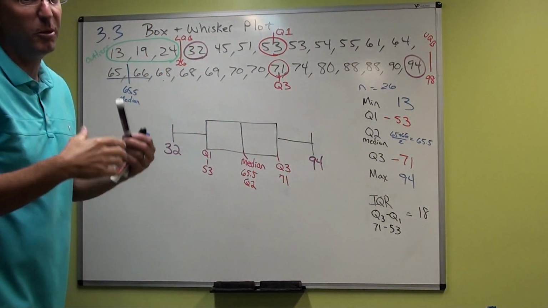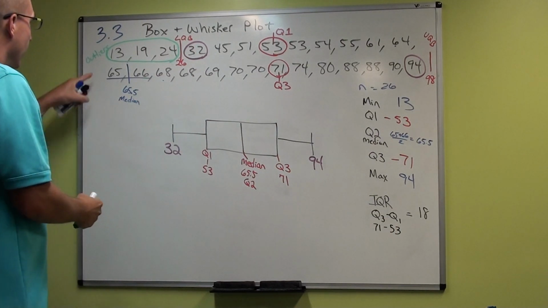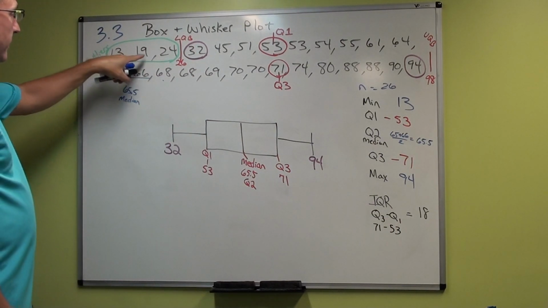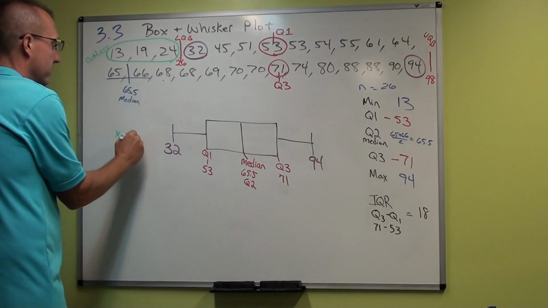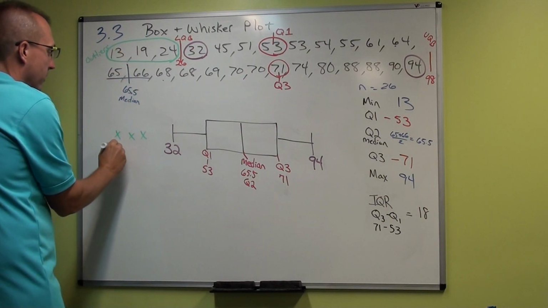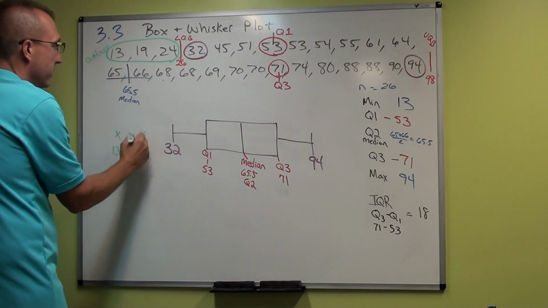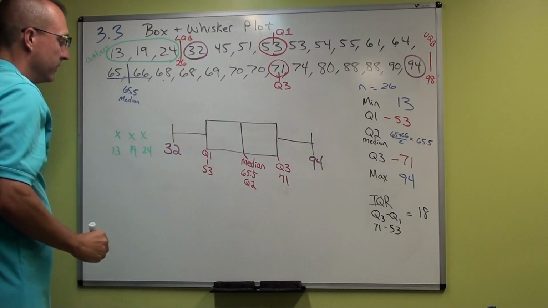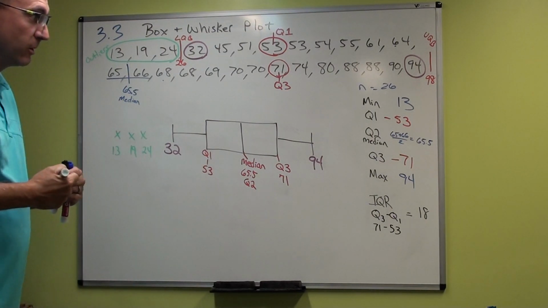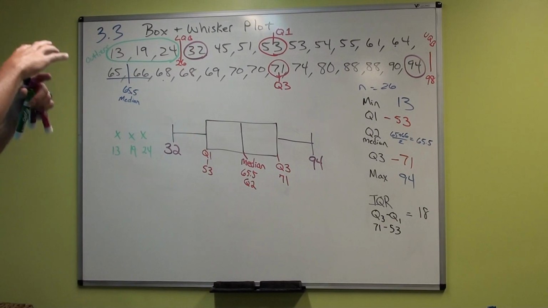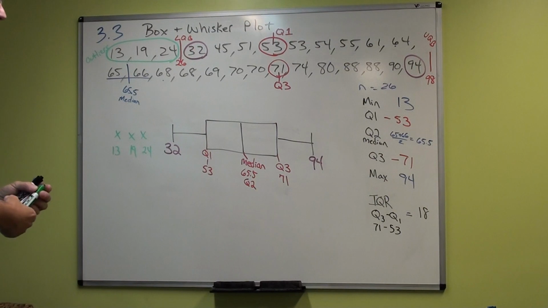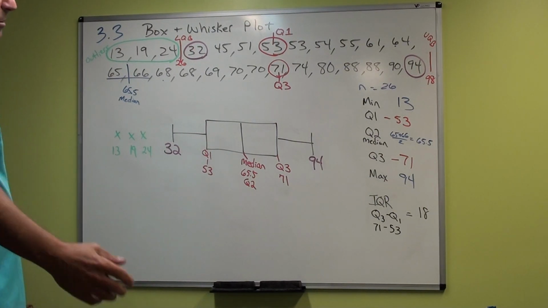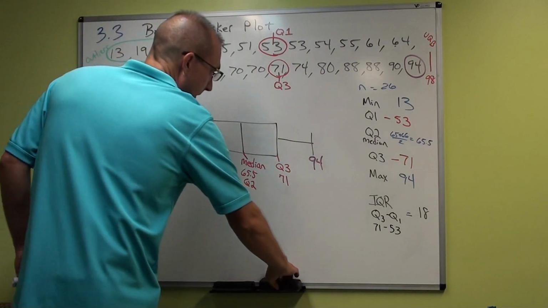I know you're not going to hear this, but we're not done yet. So these are your outliers. You can't just leave them. You have to put little X's here. X, X, X. So this will be wherever 13 is on the number line, 19, and 24. So you put little X's there. When you're doing this, there's a lot of information going on. You just have to do one step at a time. If you need to pause it, listen to it again, please do that. I have to get rid of all this so we can do another one. Alright, here we go.